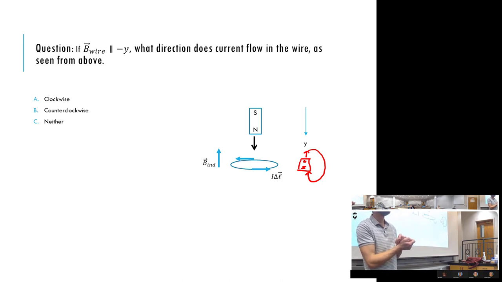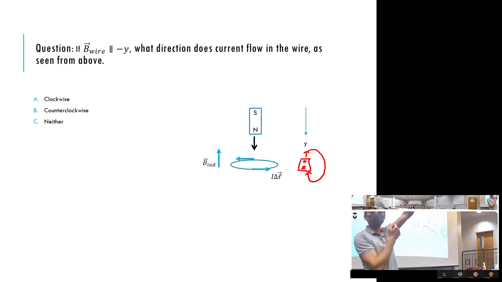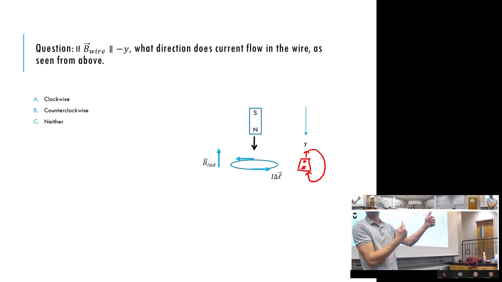Well, how about this? As the north pole of the magnet approaches the loop, there's an induced magnetic field going up that's due to current running counterclockwise in the loop.